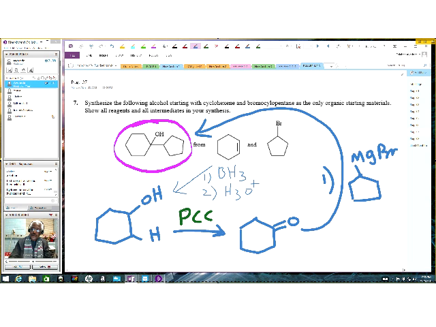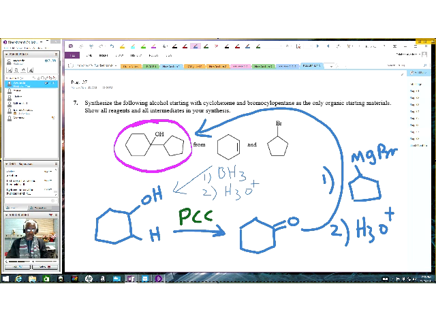And that is step 1. And then step 2, we follow that up with hydronium ion. Okay, so that is how we form the tertiary alcohol. Do you follow that? If you do, give me a happy face. Okay, good. Excellent.